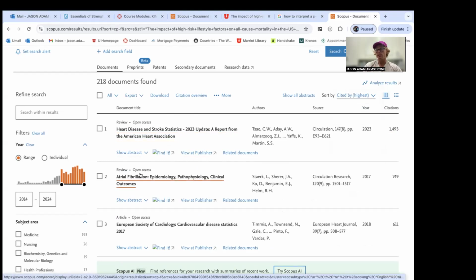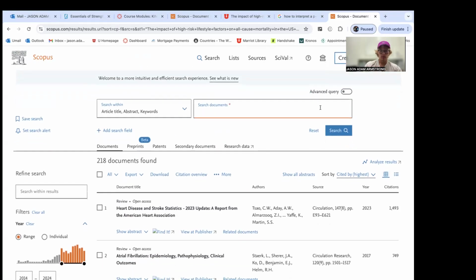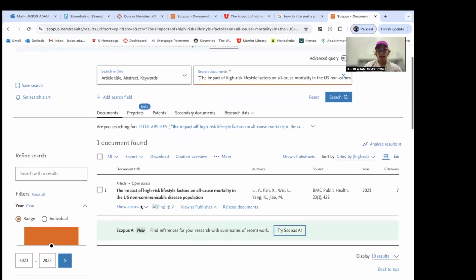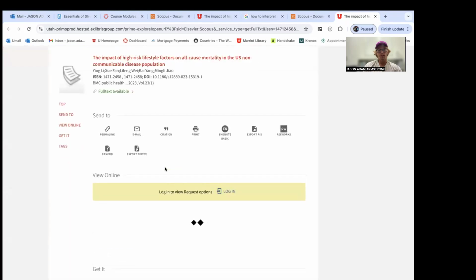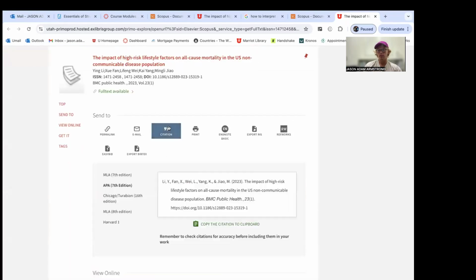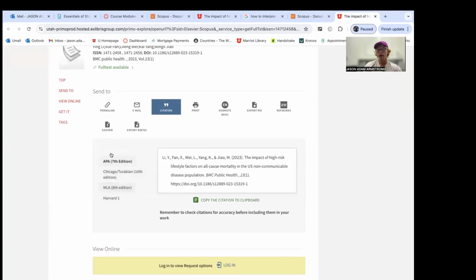Now, the reason I'm showing you this is because every week you will have to use an article, cite an article, for your post-class engagement work. If I come back here, I'm going to show you this real quick. If I just type in the article that we're reading this week, with some quotes to find it easily, and click on find it in Scopus, there are a couple options for me. First, I can click on citation. Now you'll note there's no AMA citation here, which is the format that I ask you to cite in.